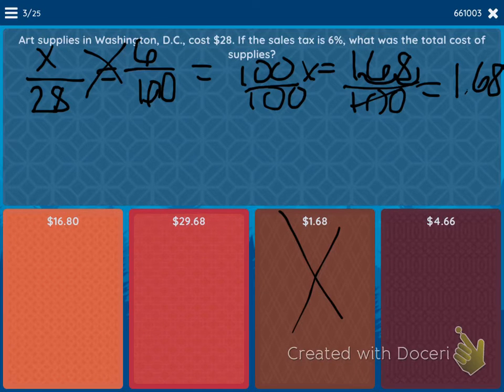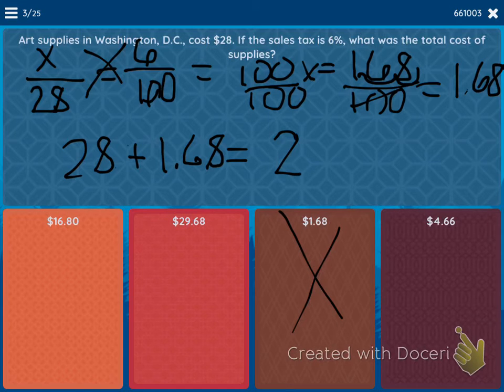It wants to know what is the cost in total. So we have to take our $28 and add our $1.68 tax, and we get $29.68.